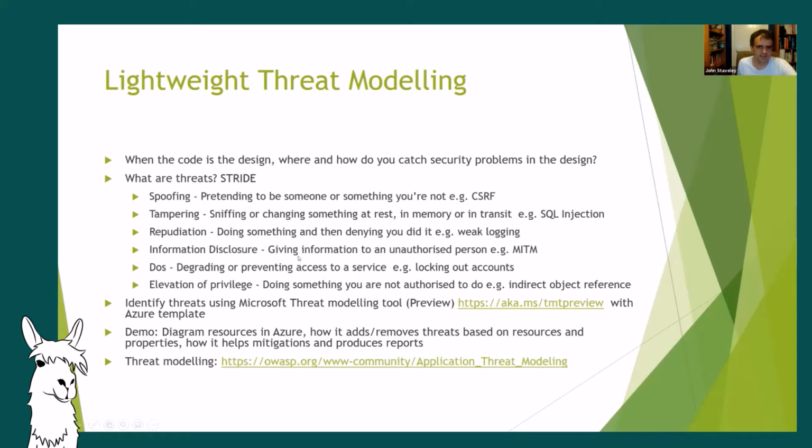Information disclosure, giving information to an unauthorized person, such as man-in-the-middle attacks or showing you errors on screen. Denial of service, degrading or preventing access to a service by, for instance, locking out accounts if too many password failures. Elevation of privilege, doing something you're not authorized to do, such as indirect object reference, which is on the OWASP top 10. So we're going to be looking at identifying threats using the Microsoft threat modeling tool with the Azure template. So it's got a couple of different templates. I'm using the Azure one because everything I do is deployed into Azure.